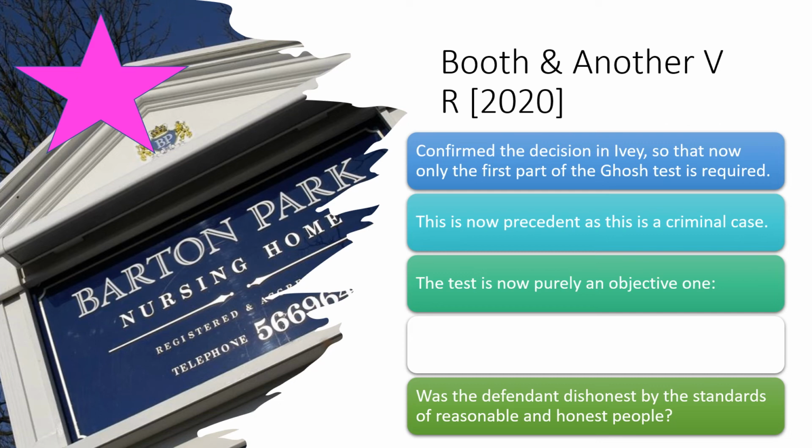Some textbooks will still refer to the Ghosh test. That is now out of date. We use Barton and Booth.